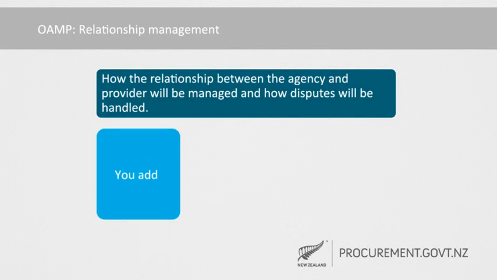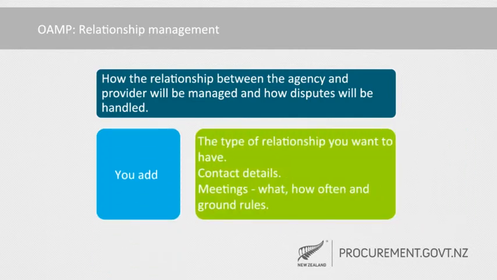The second section describes the relationship the agency and provider will aim to have. You add the kind of relationship you want to have with each other. For example, will it be a close, long-term relationship or more of a short-term arrangement? You also add the contact details for both the provider and agency and information about meetings and any other protocols for how they will work together.